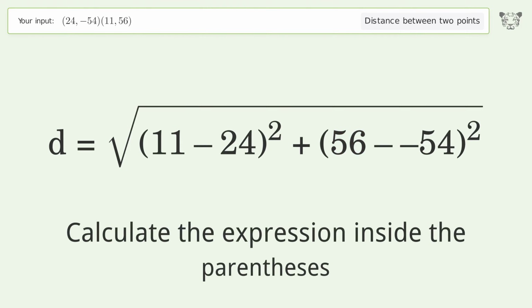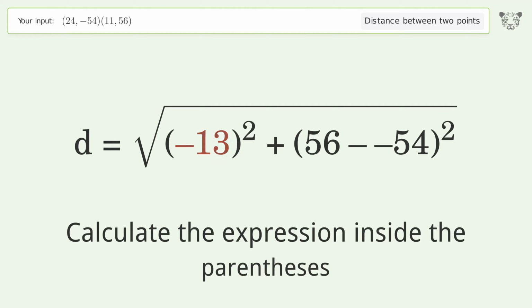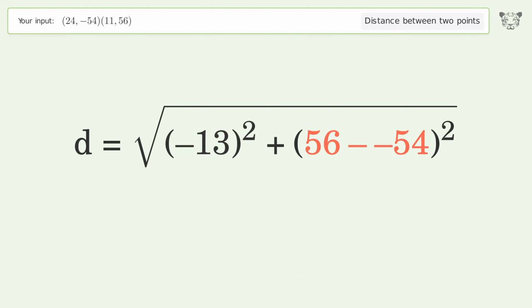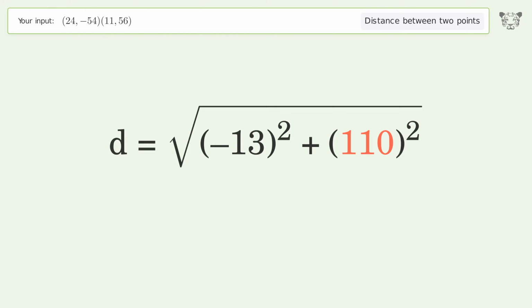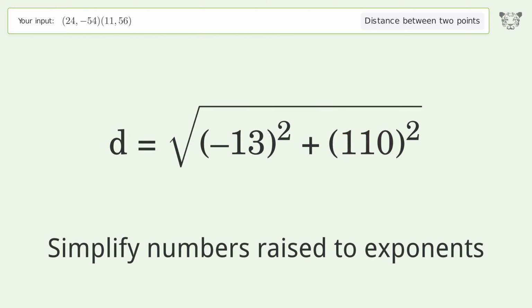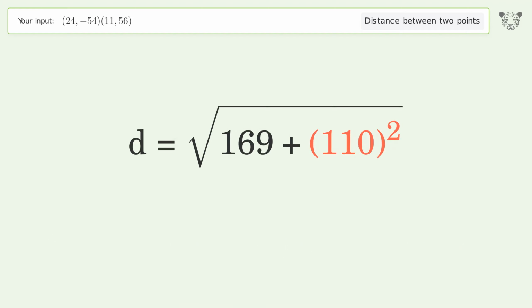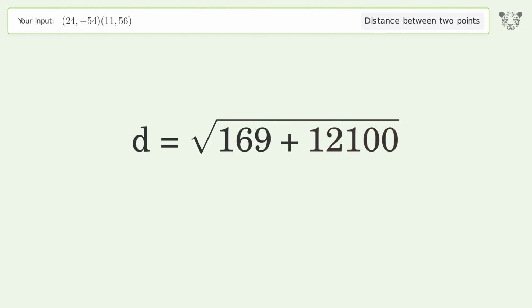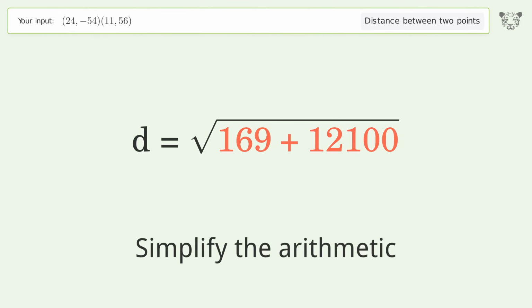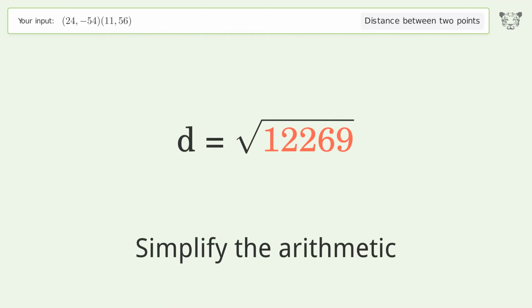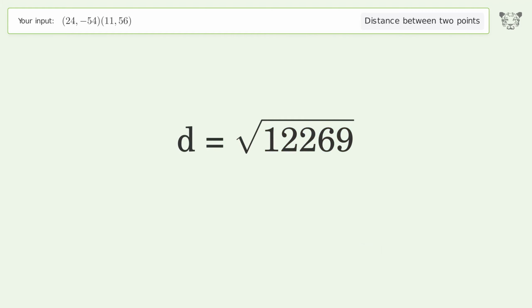Calculate the expression inside the parentheses. Simplify numbers raised to exponents. Simplify the arithmetic. And so the distance between the 2 points is the square root of 12,269 or 110.766.